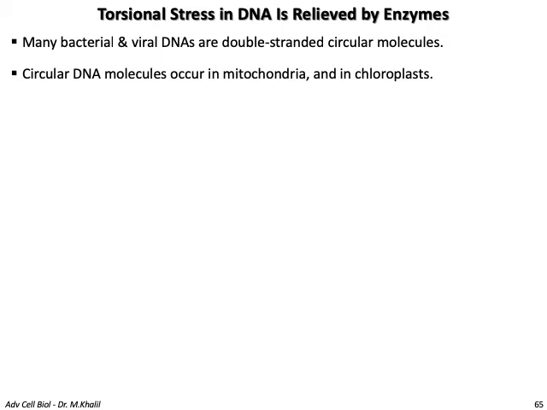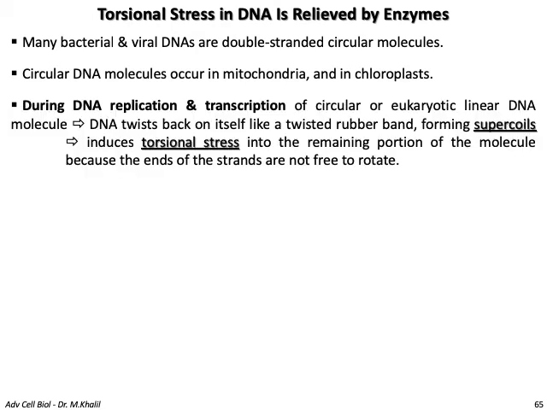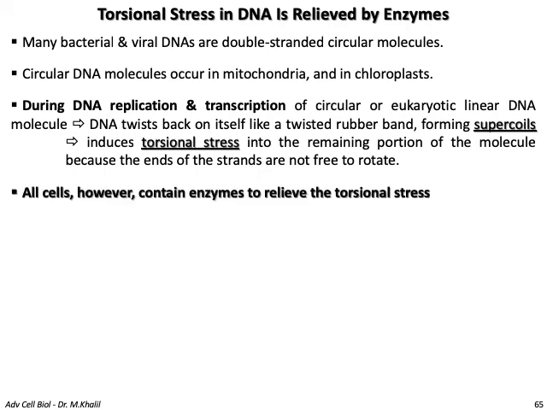Many bacterial and viral DNAs are double-stranded circular molecules. These circular molecules occur as well in mitochondria and chloroplasts. During DNA replication and transcription of circular or eukaryotic linear DNA, DNA twists back on itself like a twisted rubber band, forming supercoils. This induces torsional stress, like a knot, in the remaining portion of the molecule because the ends of the strands are not free to rotate.